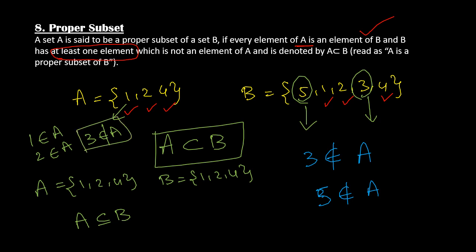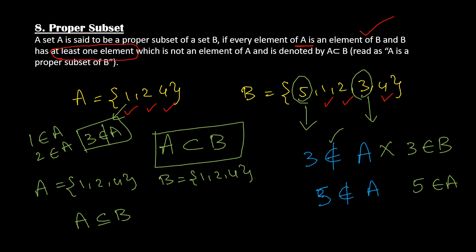Agree? So I should get at least one or two elements which do not belong to A, but should belong to B. This is the symbol belongs to. This is does not belong to. Are you getting my point? Any doubts up to here?